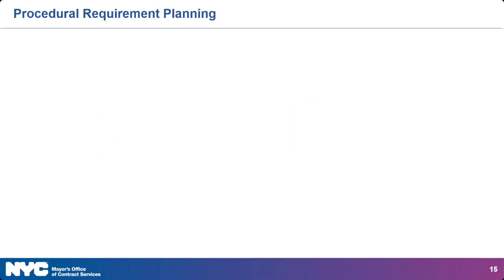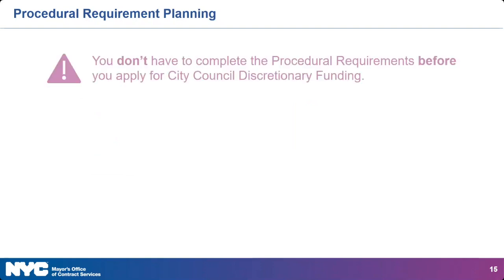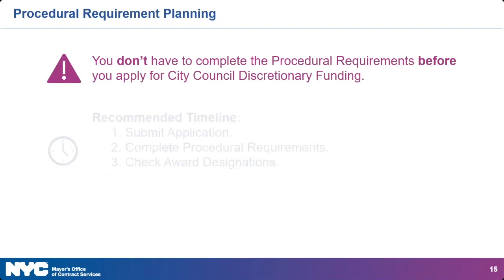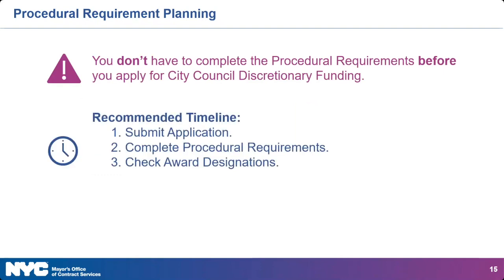So here are some things to keep in mind as we talk about the procedural requirements. Please note, these requirements do not need to be completed prior to applying for discretionary funding via a City Council application. Your priority should be completing the discretionary funding application. However, it is most ideal to complete these between the time you submit your City Council application and Schedule C to avoid delays in registration and invoicing.